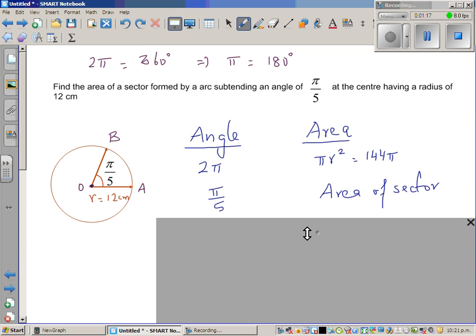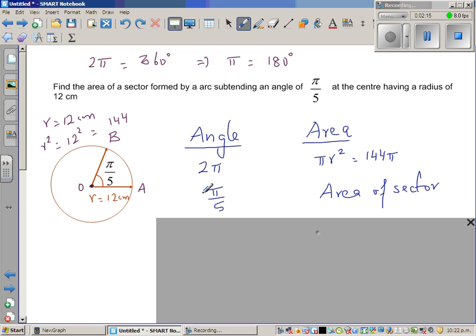So let us look at this. I've made two columns, one for angle, one for area. What are we saying? When this wiper OA moves one full turn, which is 2 pi radians or 360 degrees, it has covered an area of pi r squared. Now r is 12 centimeters, so r squared is 144, because 12 times 12 is 144. So pi r squared is 144 pi. In other words, when the wiper moved 2 pi radians, it has covered an area of 144 pi.